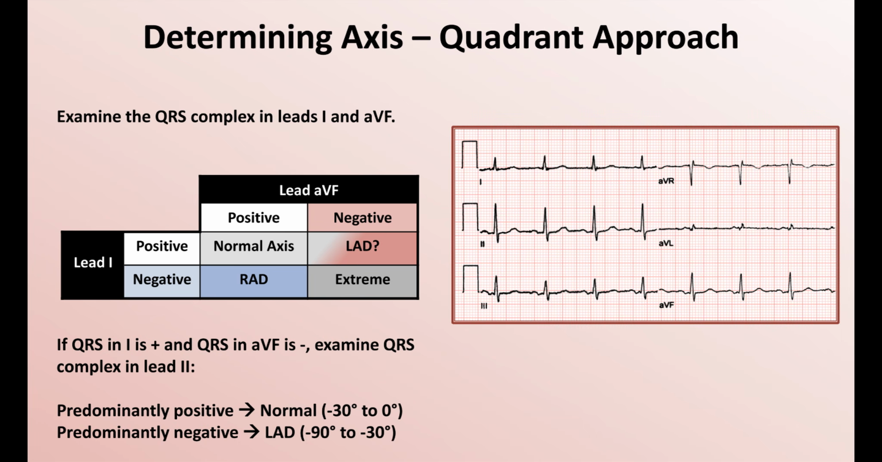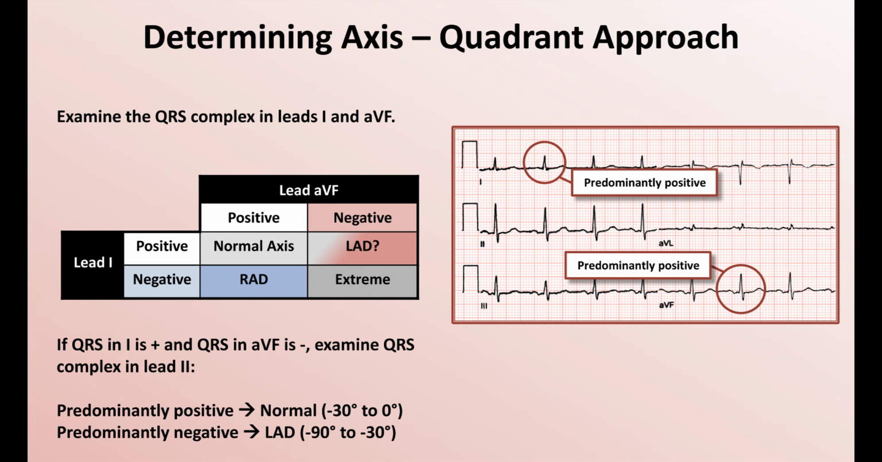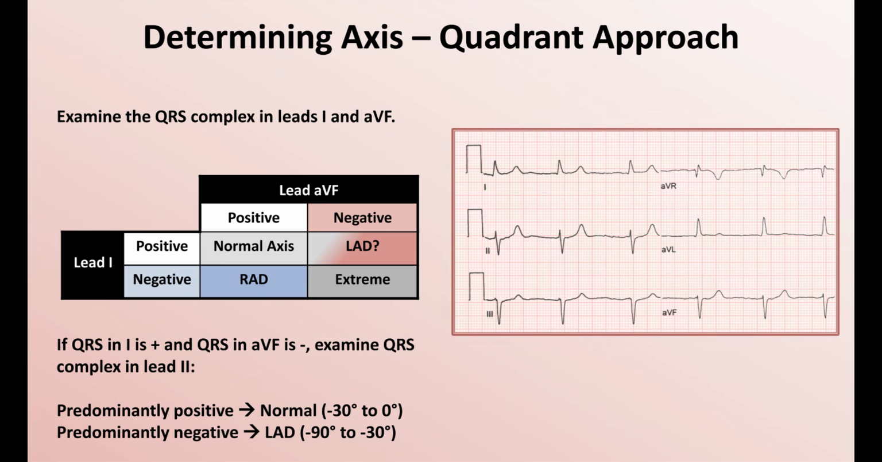For this EKG, the QRS in lead 1 is predominantly positive, and that in lead AVF is also predominantly positive. Referring to the table, this gives us a normal axis. Let's look at 4 more very brief examples. How about this EKG?